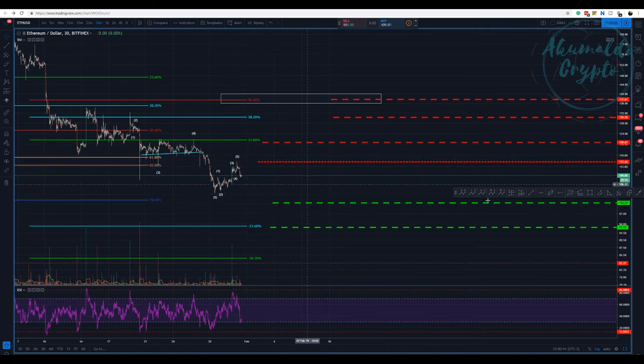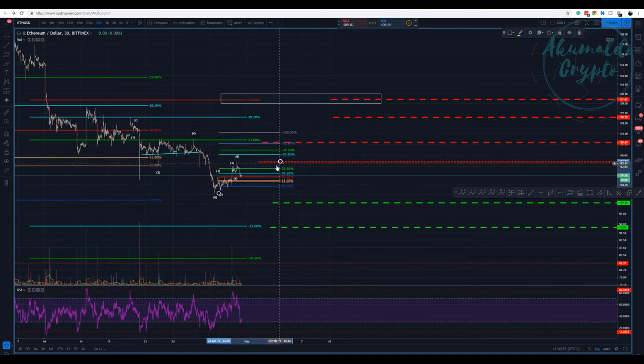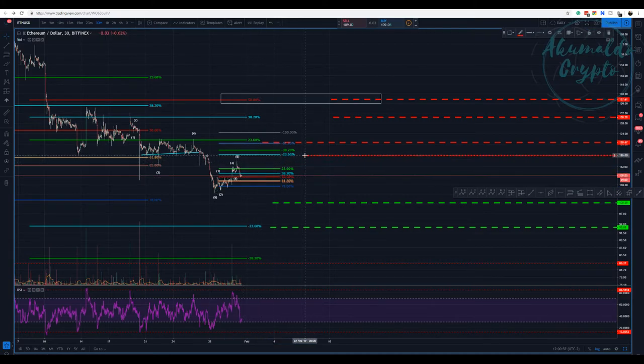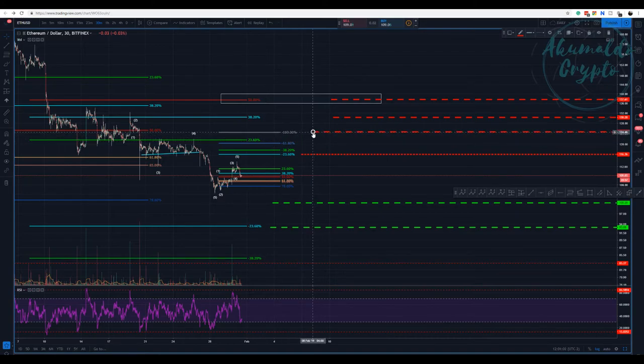Now let's see where it has retraced so far. Again, same thing, 50%. And when they say that algo targets are not true, they need to rethink about that, right? Because it's always retracing to 50%. Those Fibonacci levels are quite important for our analysis, guys. So those are the targets that I think Ethereum might go up to.